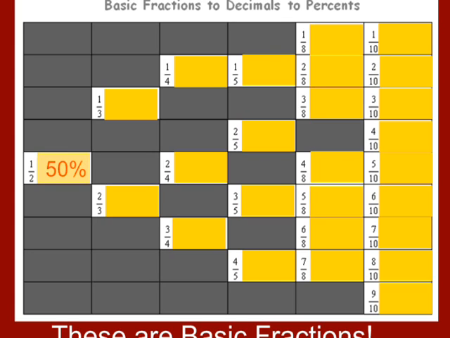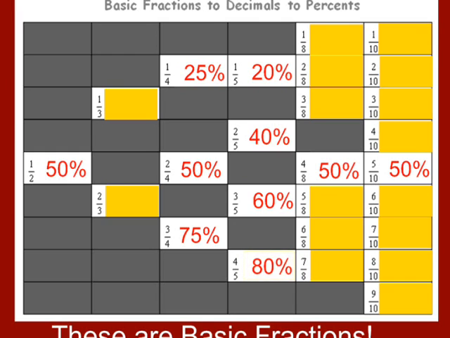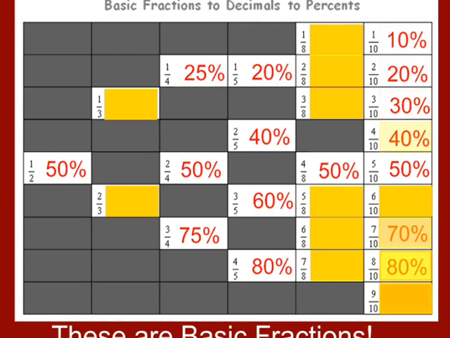1/2 you know is 50%, as is 2/4 and 4/8 and 5/10. 1/4 would be 25%, and 3/4 is a basic fraction, that's 75%. And then the fifths, those are all easy. That would be 20%, 40%, 60%, and 80%. All the tenths, those are real easy to convert into percents.